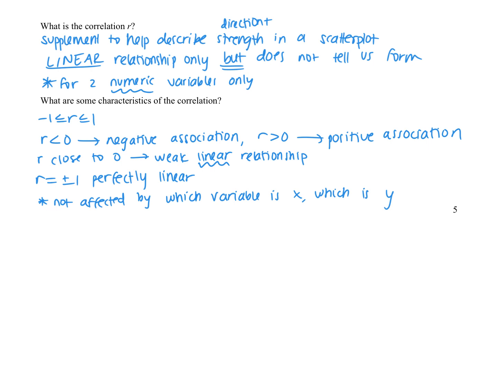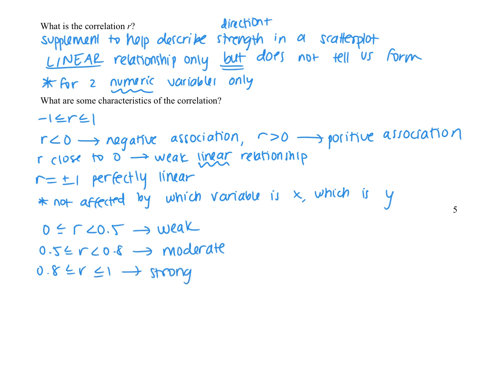And then here are the ranges to know. If R is between 0 and 0.5, that is a weak relationship. Between 0.5 and 0.8, that is a moderate relationship. And between 0.8 and 1, that is strong. And then, of course, it is the same for the negatives. So R of 0.7 is a moderate positive relationship. But same if we have negatives.